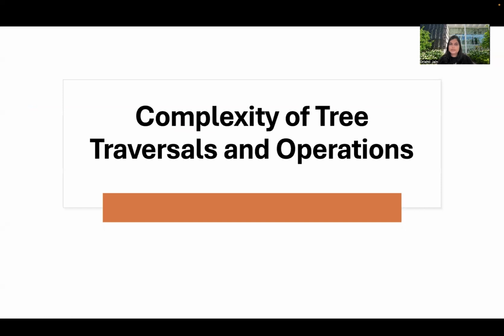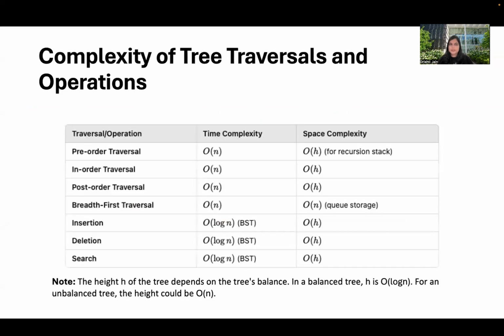Now let's look at the complexity of tree traversals and the operations. If we look at the pre-order, in-order, post-order traversals, the time complexity is O(n). The space complexity is O(h), where h is the height of the tree, especially for pre-order traversal, it is O(h) for the recursion stack. For breadth-first traversal, it is O(n) time complexity, and the space complexity is also O(n) because of the queue storage that we do.